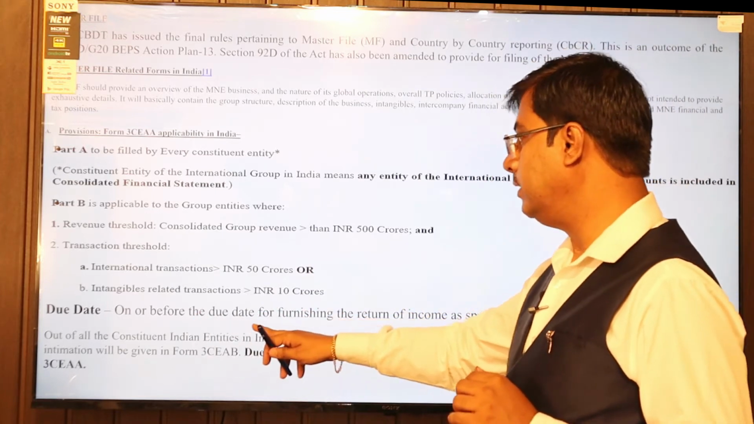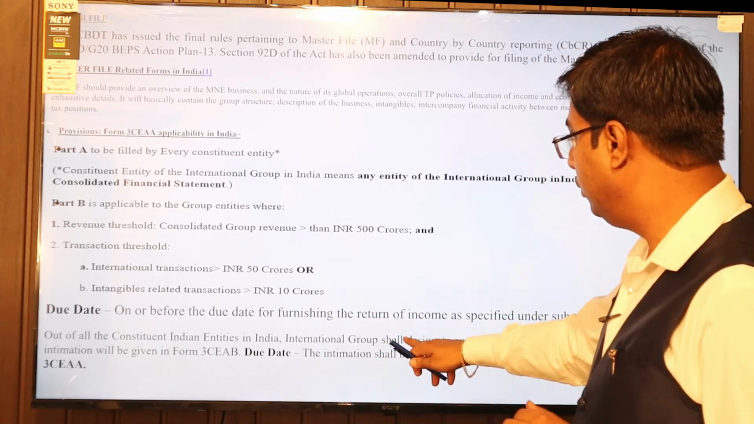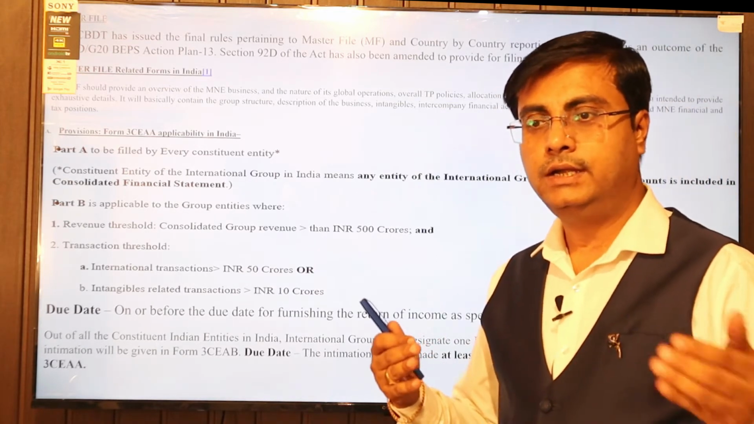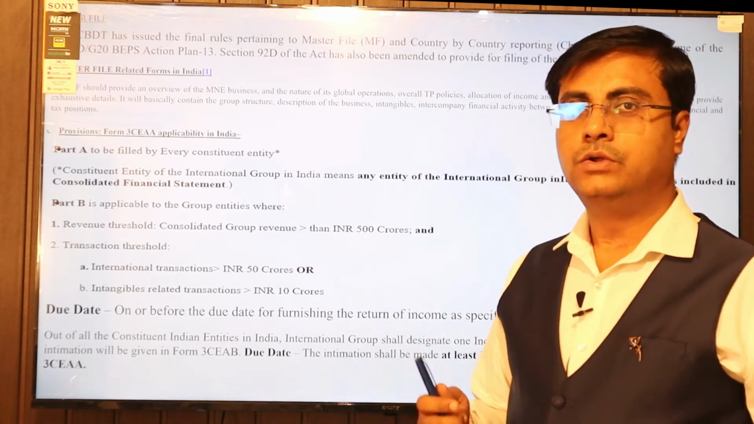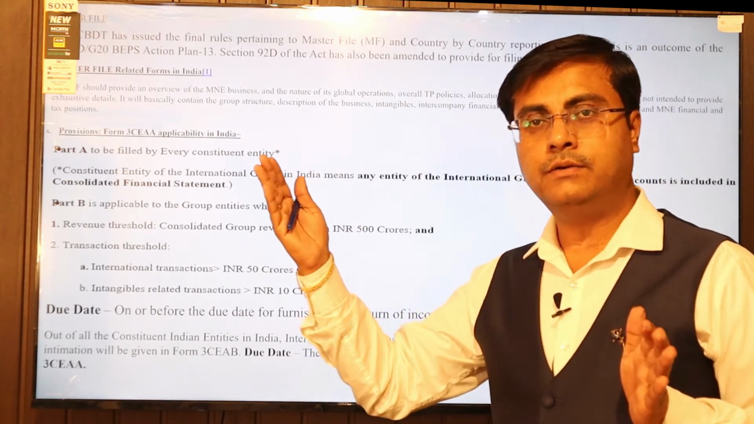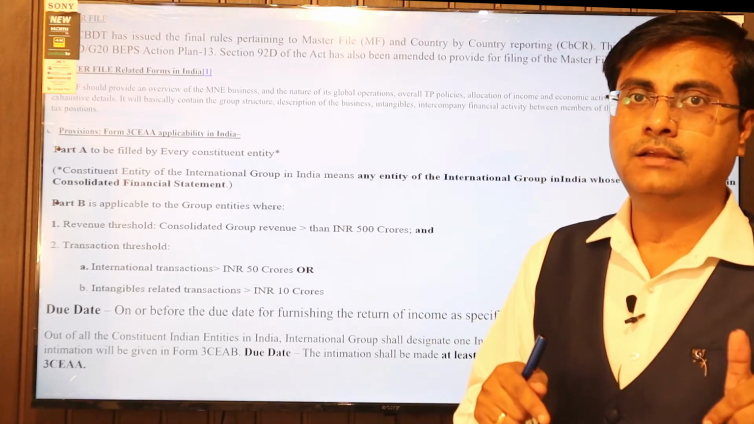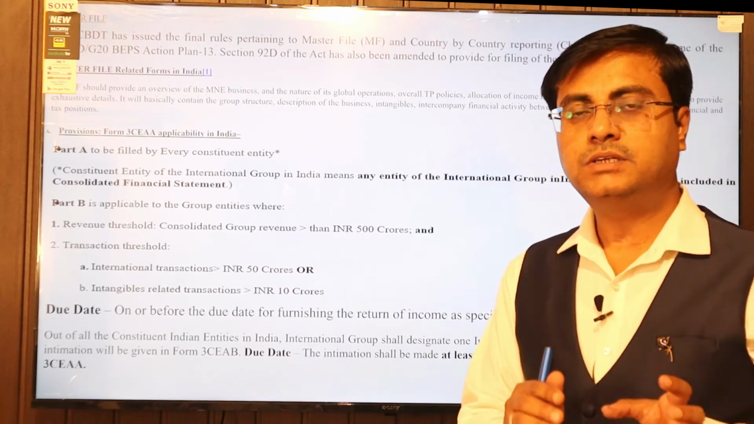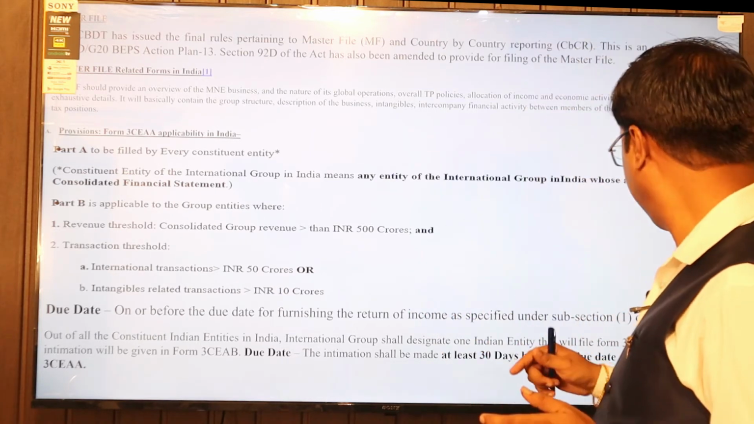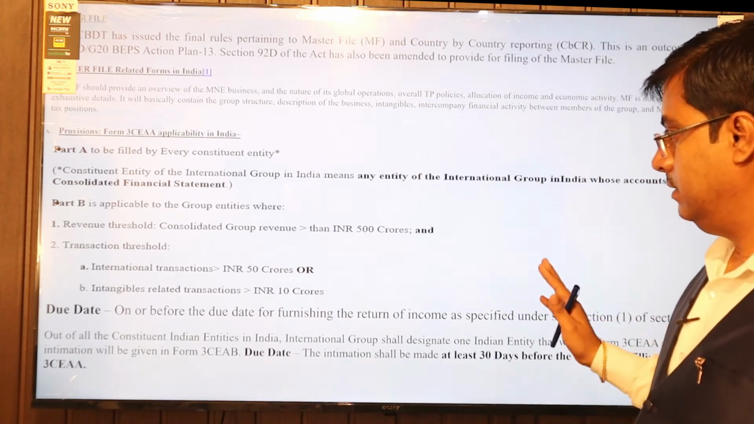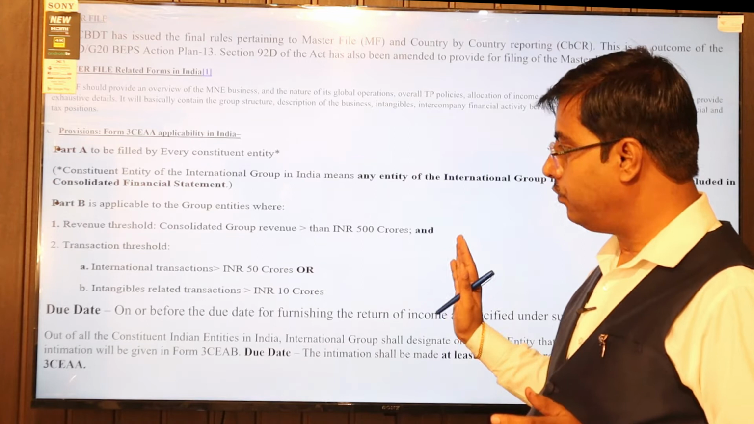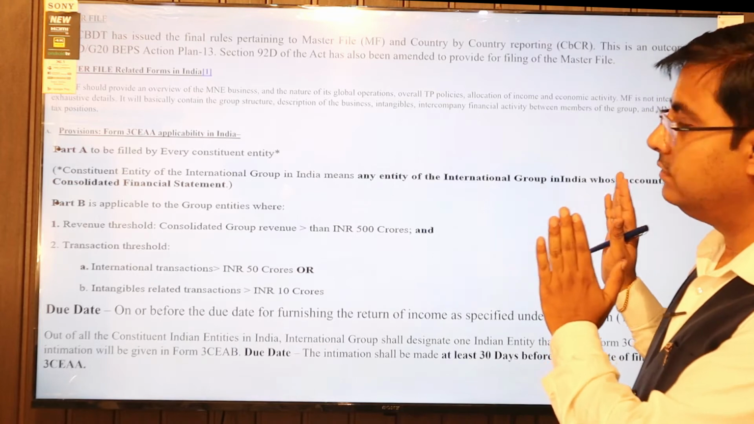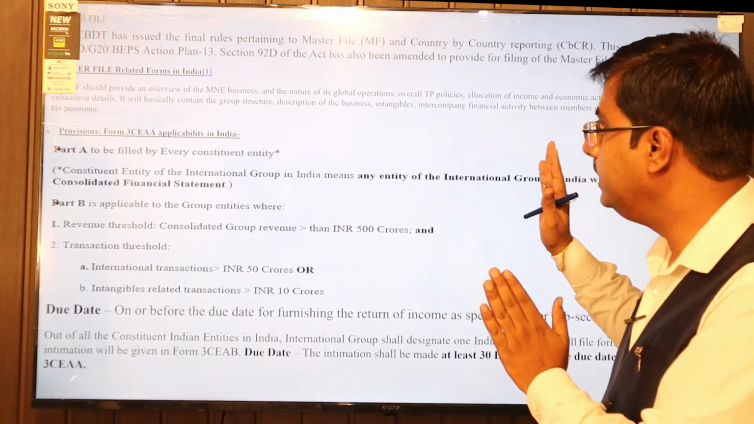Out of all constituent Indian entities, the group shall designate one Indian entity. Suppose in India there are Sony India 1, Sony India 2, Sony India 3. So Sony World will decide which one is the designated entity. The designated entity intimation needs to be given in Form 3CEAB, right? This intimation is needed for the purpose of filing Form 3CEAA. So this is related to Section 92D.